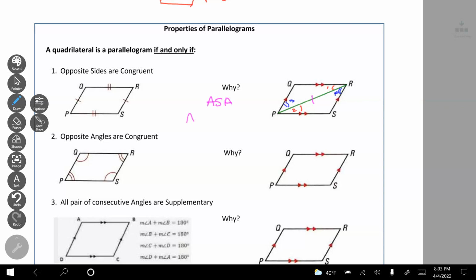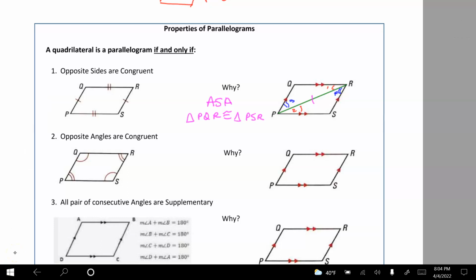That triangle PQR is congruent to triangle PSR, which means all the parts are going to be congruent in this parallelogram. Also it means I have congruent sides, backwards and forward, both ways. And if I have a parallelogram, it also means opposite angles are congruent.